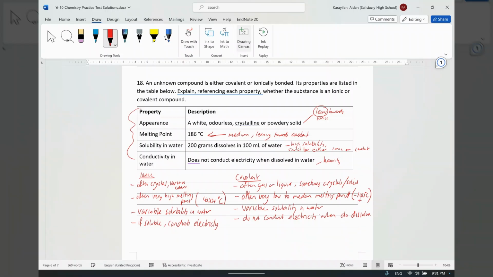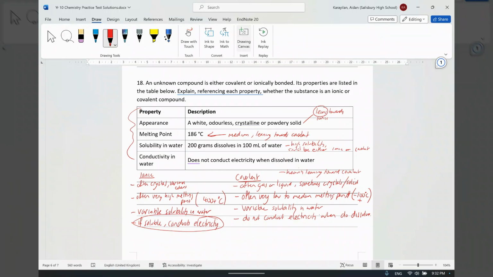This one here, heavily. This is annoying me. I'm going to have to write this outside. Heavily. It's still messing around. That's fun. Let's put it down here. Heavily leaning toward covalent because it is dissolved, but it doesn't conduct electricity. Whereas if it was ionic, if it dissolves, it would conduct electricity.